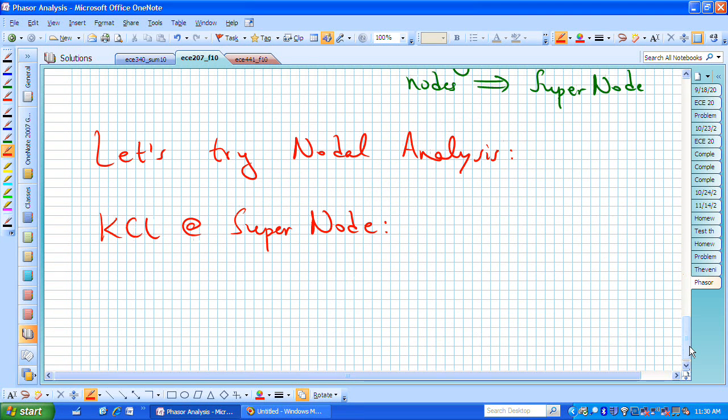Our KCL at the supernode says that we now have I1 minus the source current. It's coming in, it's not leaving the node, that's why the minus sign, plus we have I0 leaving the node, plus I2 leaving the node. There's our four currents that sum to 0 out of that supernode.